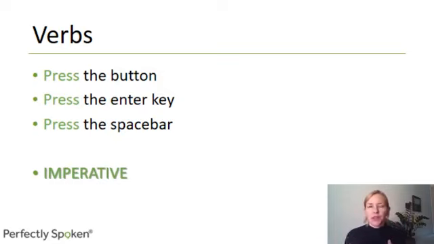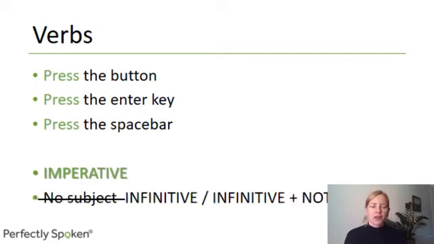So, for example, we use this a lot for instructions. So first, turn on the computer, go to Google, put in the address, click on the icon. Do you see? So we use the imperative. So it's basically no subject, infinitive, and if you want it negative, you use not. So for example, well, not with the auxiliary verb.